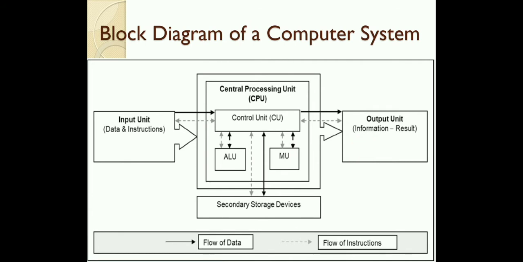A computer system is broadly divided into three units: input unit, central processing unit, and output unit. Input unit helps the user to enter raw data and instructions into the computer system. Central processing unit performs the required operation as per the given instructions. At the end, output unit produces meaningful results in the desired format for the user.